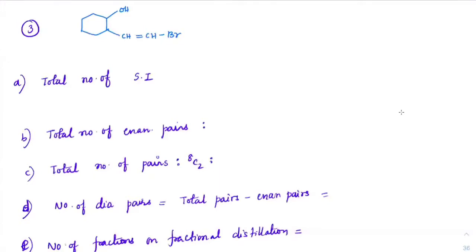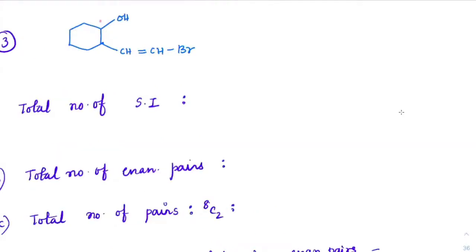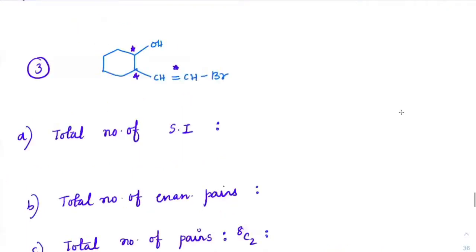Sir, first one 4 sir. Okay. How many stereogenic centers? Only 2. Yes sir. 4, sir. 3, sir. Double bond is also there. 3, sir. Stereogenic, I said, not stereo centers. Stereo centers are 4. Stereogenic centers are 3.